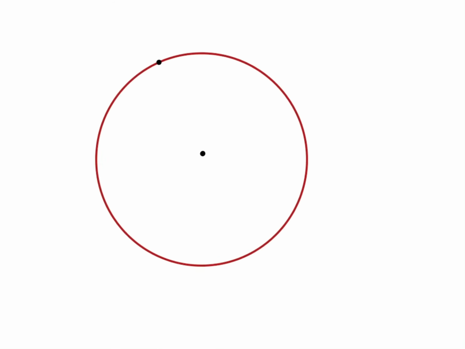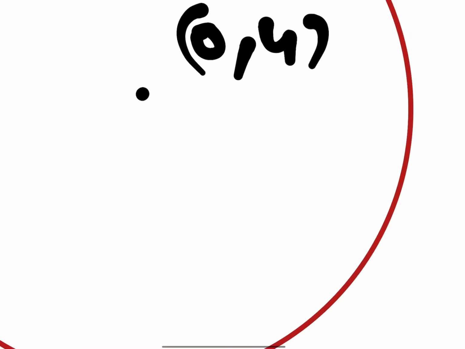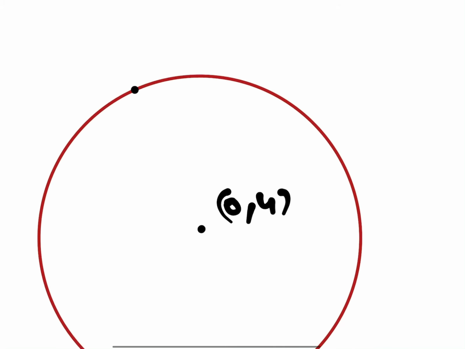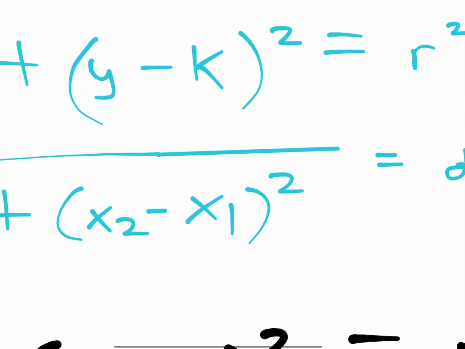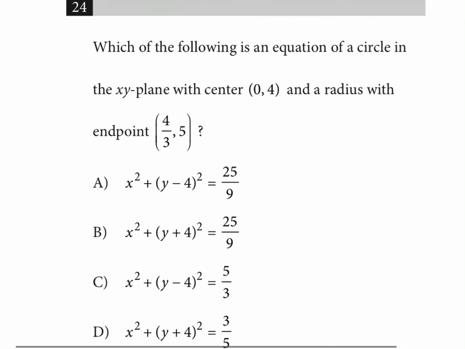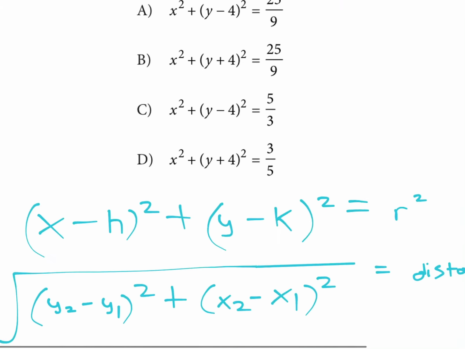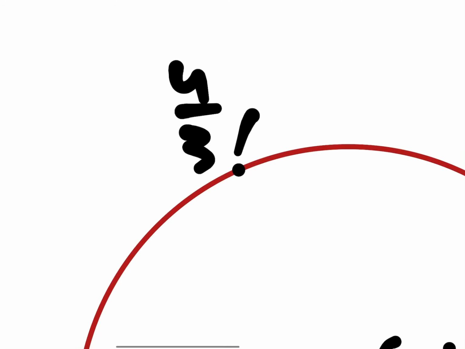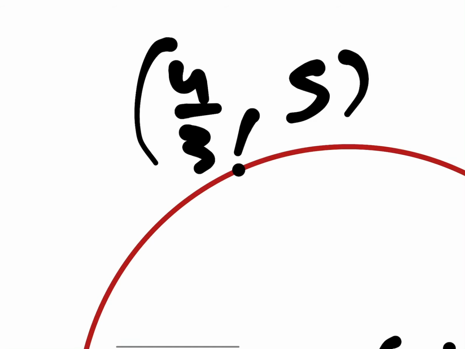So I wrote a circle down here below, and so they gave us the center of 0, 4, which I'm going to write over here. And now I'm going to use the information that they gave us at the top, which is that one of the endpoints is 4/3, 5. So I'm going to put down that information as just any random endpoint, 4/3, 5.